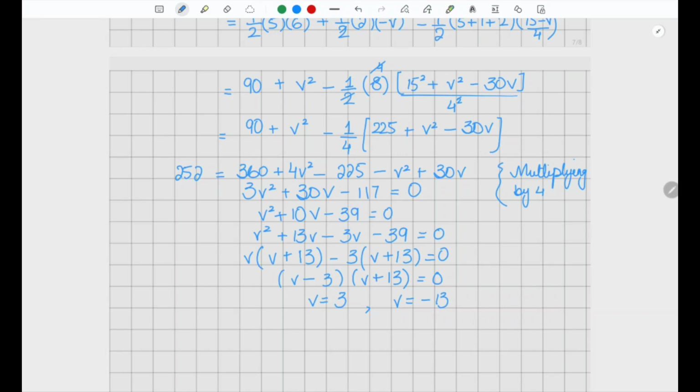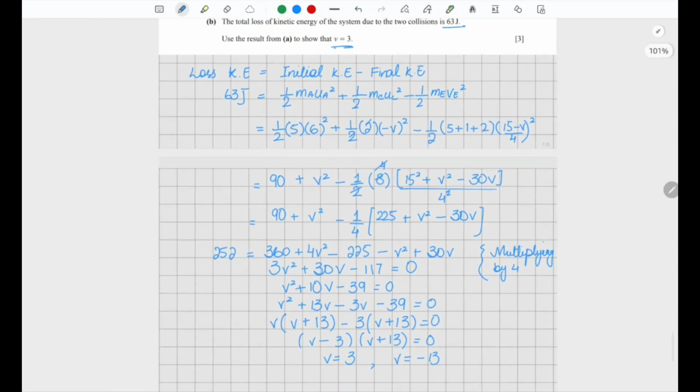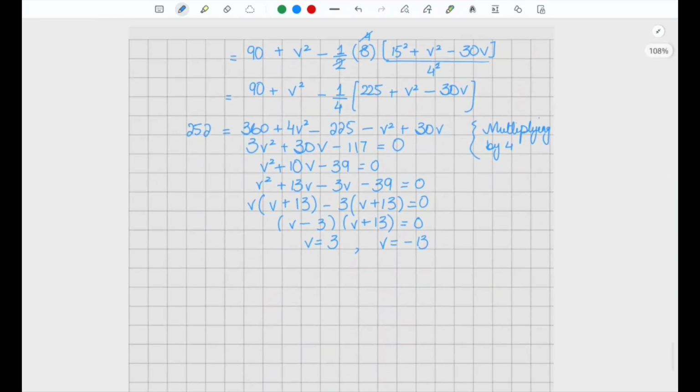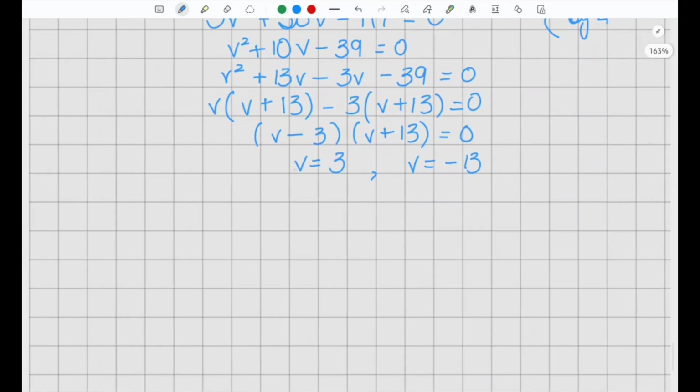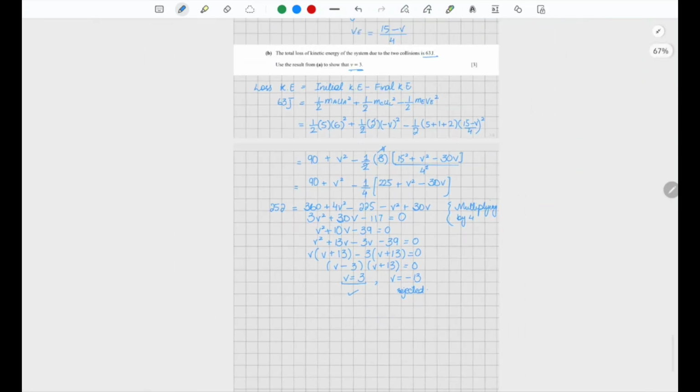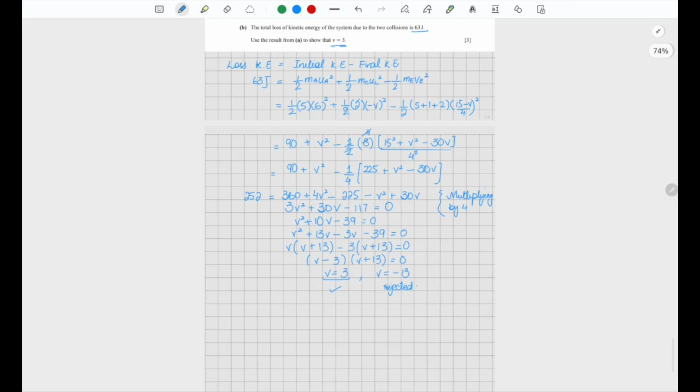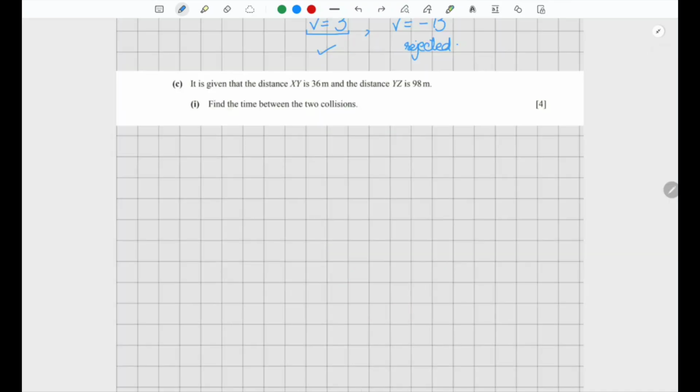So now which one to choose out of these? As they said, use the results from A to show that v is equal to 3. So that certainly means we will be considering this one, and we will be rejecting this one. Okay, so this is your part B. Now let's move on to part C of the question.